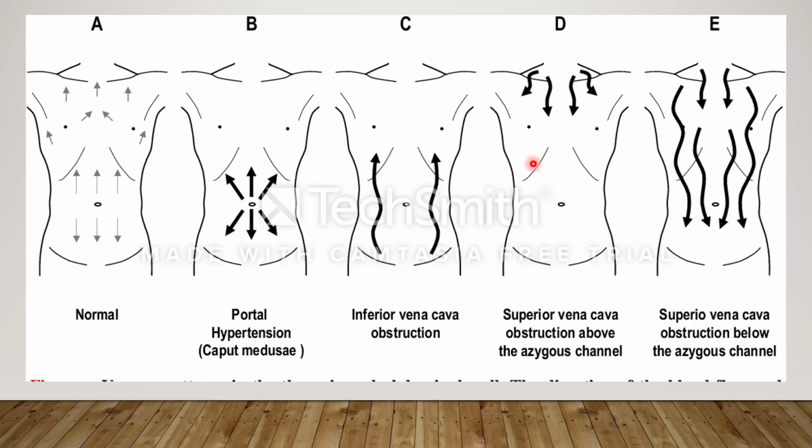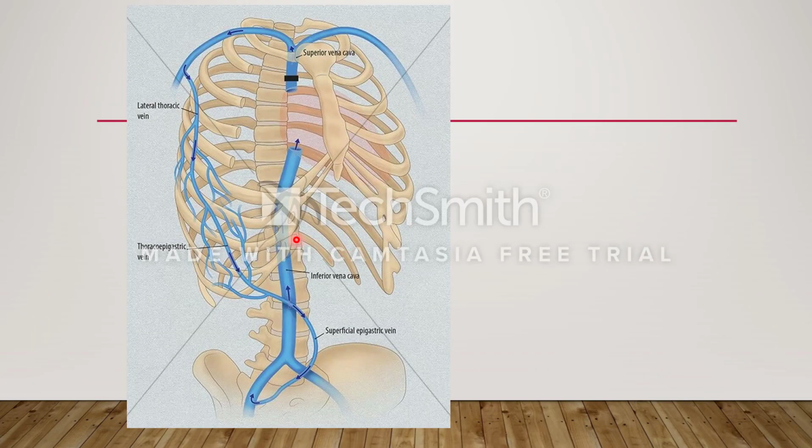In both these cases, what will happen? The watershed line is broken. In the inferior vena cava obstruction, the venous drainage will go into the superior vena cava, which is above the umbilicus, and in superior vena cava obstruction, all the venous drainage will come below the umbilicus into the inferior vena cava. See here, this is the superior vena cava, and this one is the inferior vena cava.